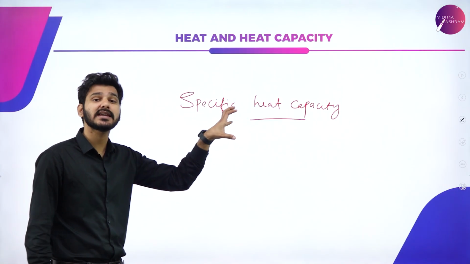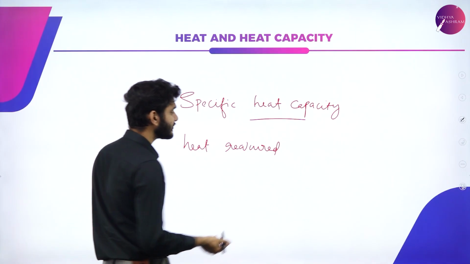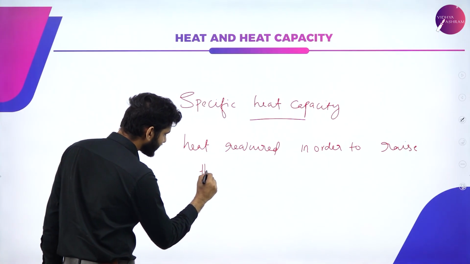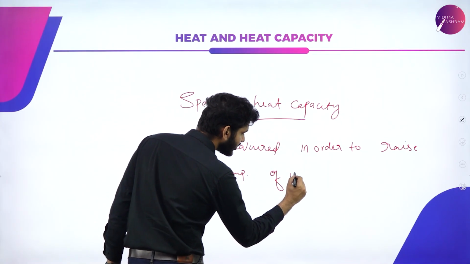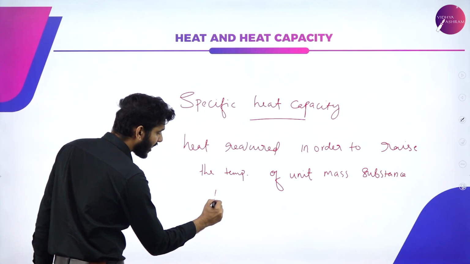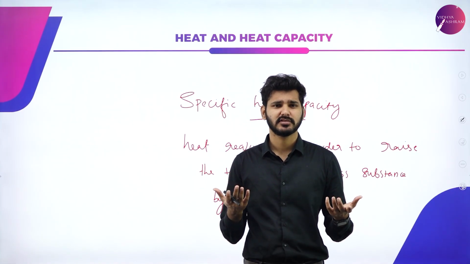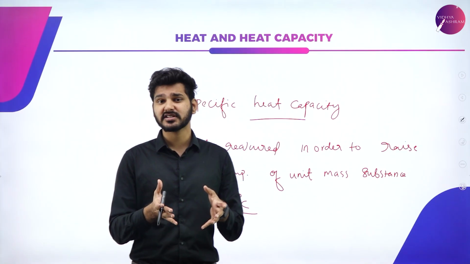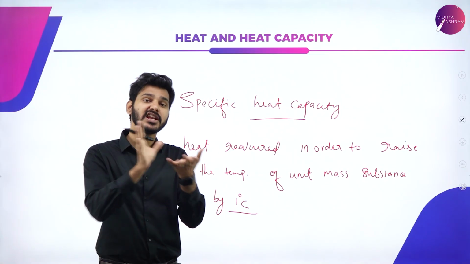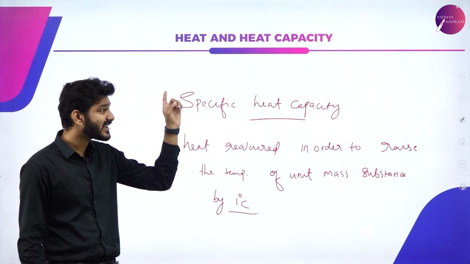So we can say that specific heat capacity is defined as the heat required or given to a system in order to raise the temperature of unit mass substance by 1 degree Celsius. So if you have a unit mass substance, let's say 1 kilogram of any substance, or 1 kilogram meter cube of water, or any substance that is of unit mass, and you're raising the temperature just by 1 degree Celsius, how much heat is required for that? How much energy do you have to input into that particular system so that the temperature only raises by 1 degree Celsius? And that is known as specific heat capacity.